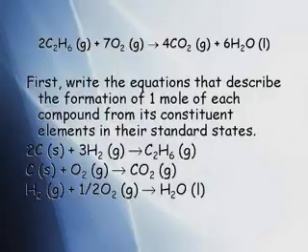First, we're going to write the equations that describe the formation of 1 mole of each of the compounds from the constituent elements in their standard states. So for ethane, there would be 2 moles of carbon, which is a solid, and 3 moles of hydrogen gas combining to form 1 mole of C2H6. For carbon dioxide, 1 mole of solid carbon plus 1 mole of O2 to form carbon dioxide gas. And then for water, there is 1 mole of H2 plus 1/2 mole of O2 gas, forming 1 mole of liquid water. Two things with this are very important.